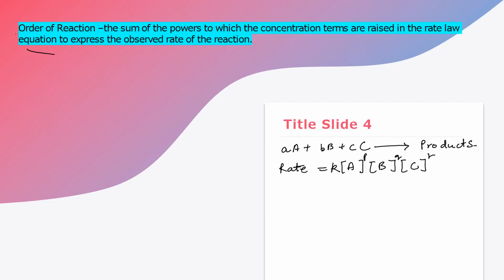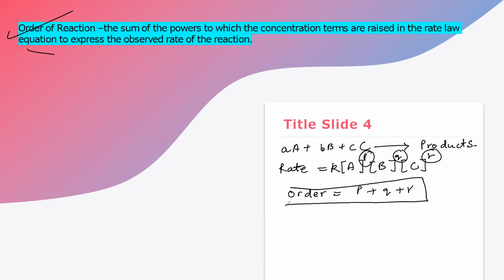So now what is the definition of order? Order is the sum of the powers. Sum of the powers means the sum of p, q, and r. So p plus q plus r, you need to add them together and you will get the order of the reaction. Hope this is clear. It is the sum of the powers to which the concentration terms are raised in the rate law expression. First, you need to write the rate law expression and then you need to find it.